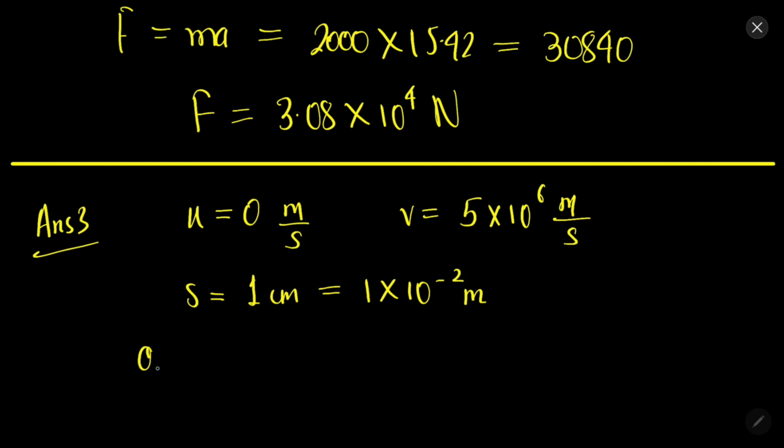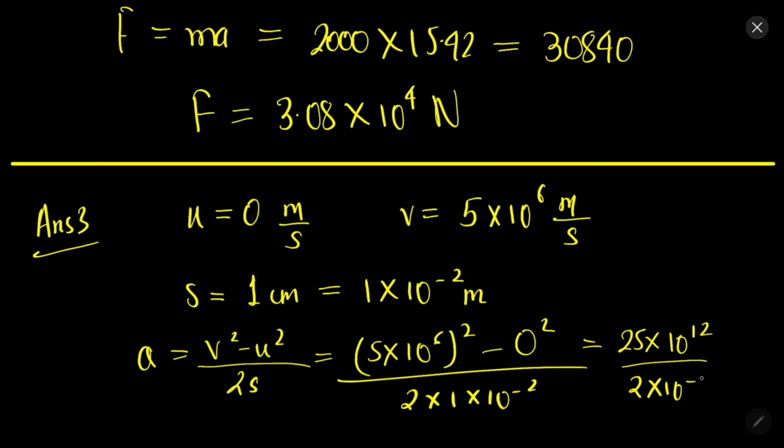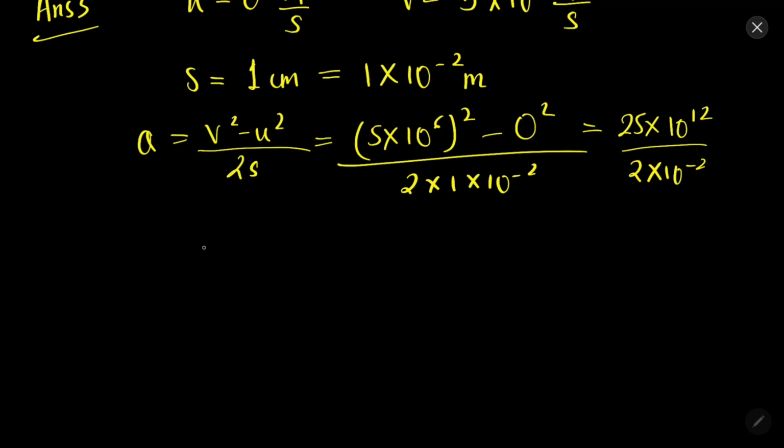meters. So acceleration will be (v square minus u square) upon 2s, which will give you (5 into 10 to the power 6) whole square minus 0 square upon 2 into 1 into 10 to the power minus 2. Sorry, there will not be a here, only s. So it will be equal to 25 into 10 to the power 12 upon 2 into 10 to the power minus 2. So this will give us acceleration equal to 12.5 into 10 to the power 14 meter per second square. So what will be the force?